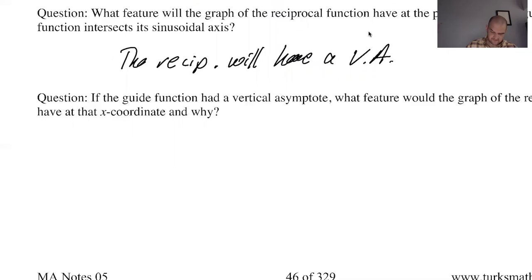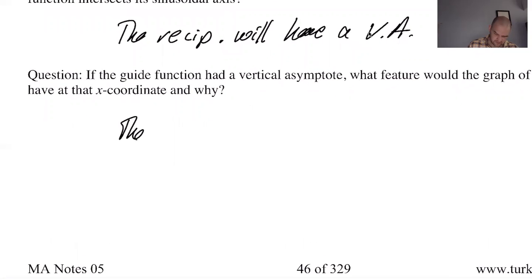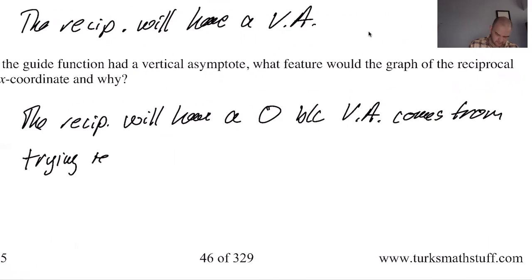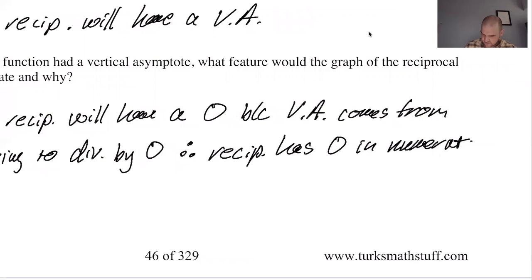And then if the guide function had a vertical asymptote, what feature would the reciprocal have at that x coordinate? So the reciprocal will have a 0, because the vertical asymptote comes from trying to divide by 0. Therefore, the reciprocal has 0 in the numerator. I should probably write out numerator, because it's not really obvious what "num" would stand for in that particular context.